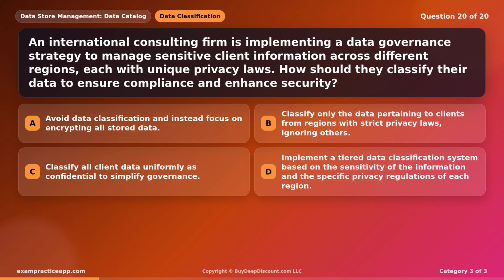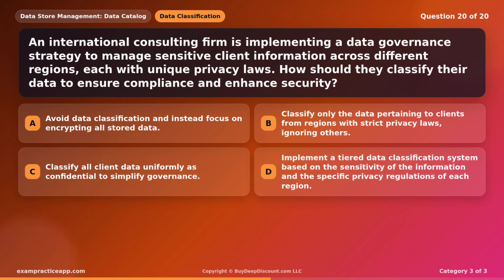Option A. Avoid data classification and instead focus on encrypting all stored data. Option B, classify only the data pertaining to clients from regions with strict privacy laws, ignoring others. Option C, classify all client data uniformly as confidential to simplify governance. Option D, implement a tiered data classification system based on the sensitivity of the information and the specific privacy regulations of each region. Take a moment to choose your answer.